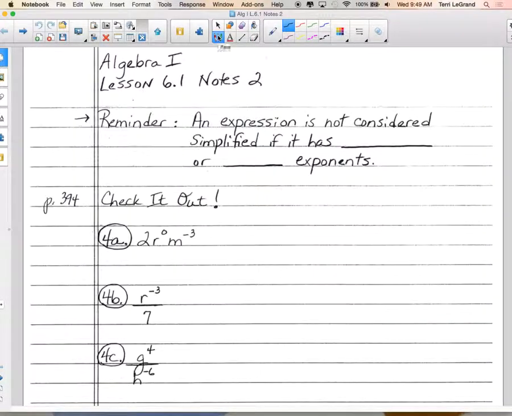Okay, let's start by reviewing and reminding ourselves, so that we never forget this. An expression is not considered simplified if it has what type of exponent? Negative. That's right, if it has negative or zero exponents. You don't get to stop simplifying until those are gone.